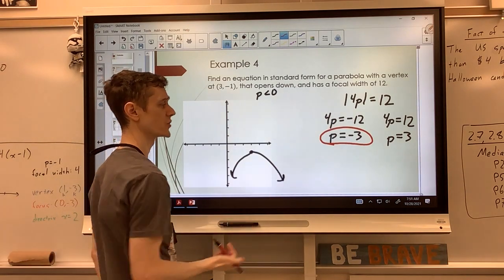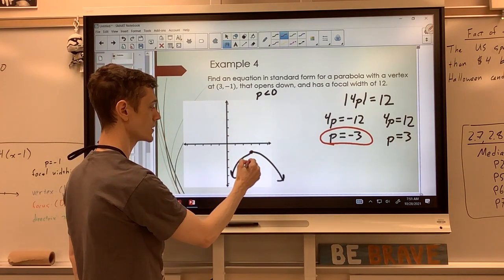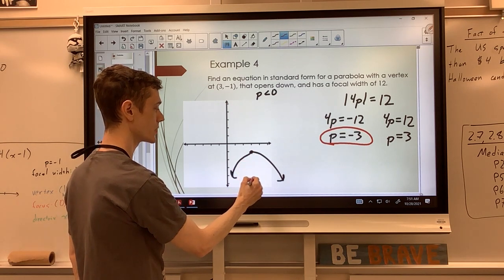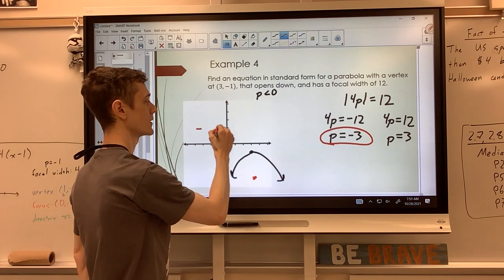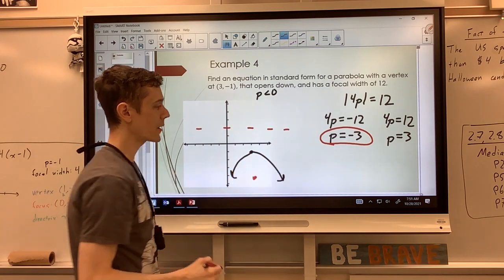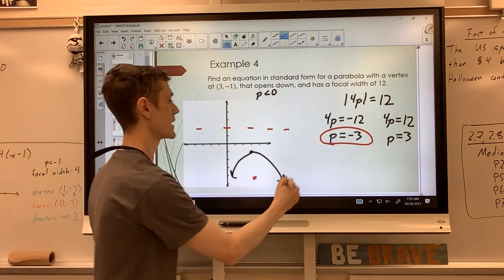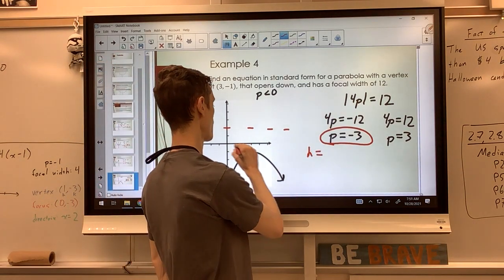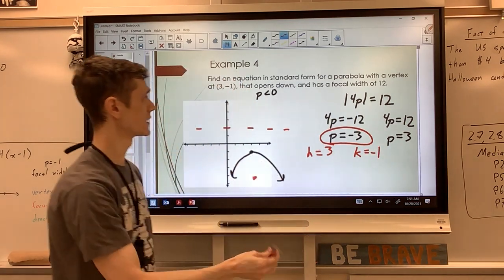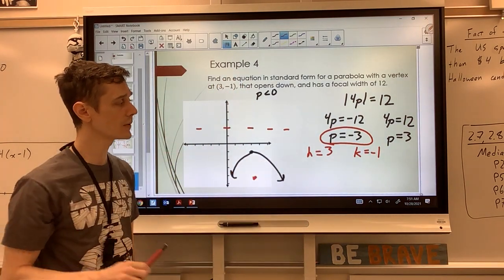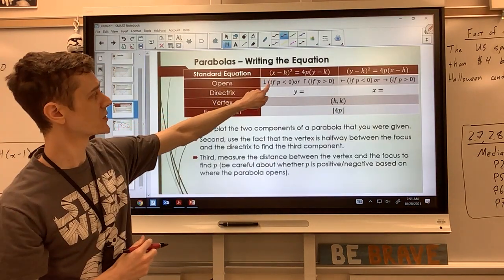Now the other thing that it's done for me is it's told me that the distance I need to go from my vertex to my focus is 3, and that means I could go in the opposite direction to find the directrix. So that would be the shape of my graph. The coordinate for my vertex, my H value was +3, and my K value was -1. Again, on this question, those were actually given to us in the problem. So this is an opening down equation. So again, I'm using the one over here.